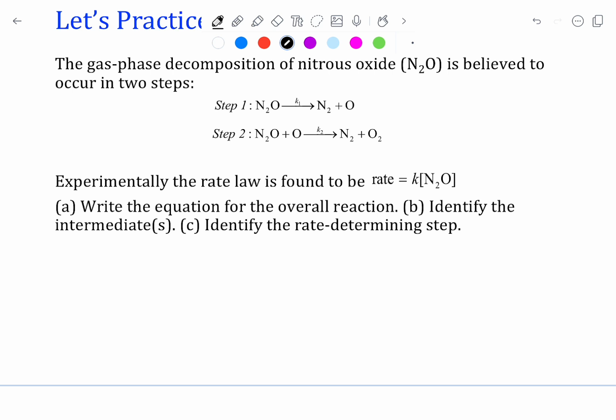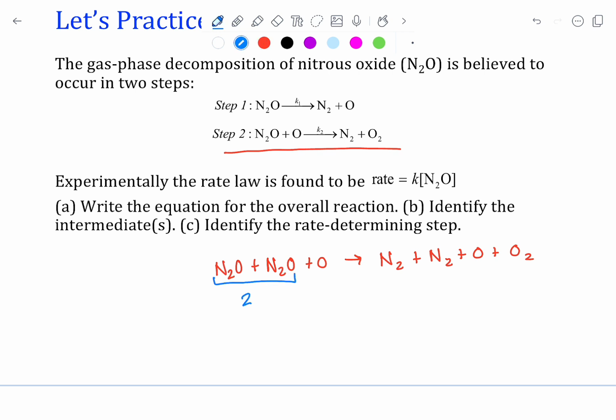Our overall reaction is going to be similar to how we worked with Hess's law. We're going to add up both equations. So we're going to have N2O plus N2O plus O goes to N2 plus N2 plus O plus O2. I just added those both up. We can now start to combine. So we have 2 N2O plus an oxygen goes to 2 N2 plus an oxygen plus an O2.